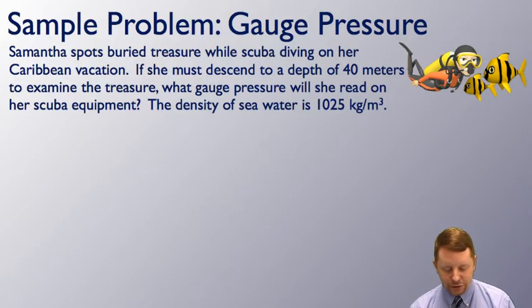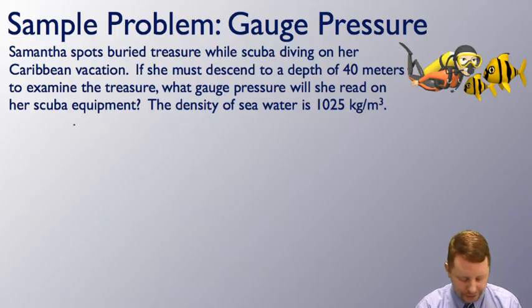Samantha spots buried treasure while scuba diving on her Caribbean vacation. If she descends to a depth of 40 meters to examine the treasure, what gauge pressure will she read on her scuba equipment? Assume the density of seawater is 1025 kilograms per cubic meter.